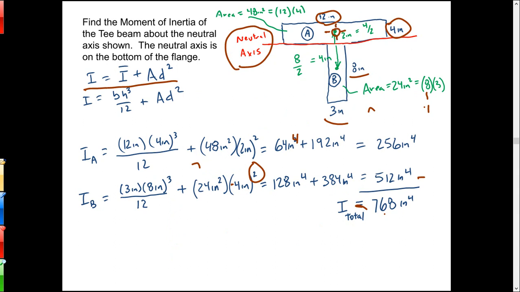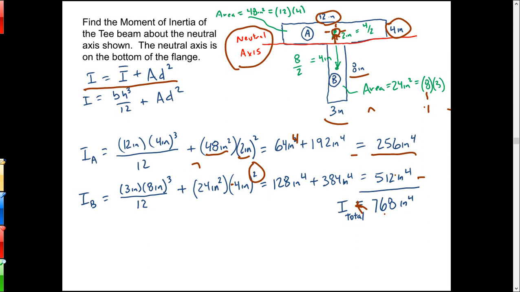But then I have to add in the transfer axis theorem part, and that is the area of that top rectangle, the flange of the T-beam, which is 12 by 4, so 48, times the distance from the neutral axis to the centroid of the rectangle, which is 2, quantity squared. So 12 times 4 cubed over 12 plus 48 times 2 squared is 64 plus 192. It's 256 inches to the 4. So that's the moment of inertia of the top rectangle about that lower axis, the red neutral axis.